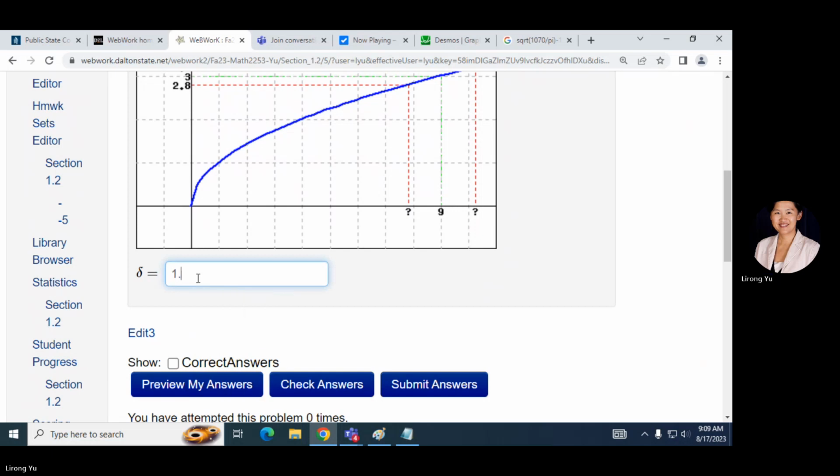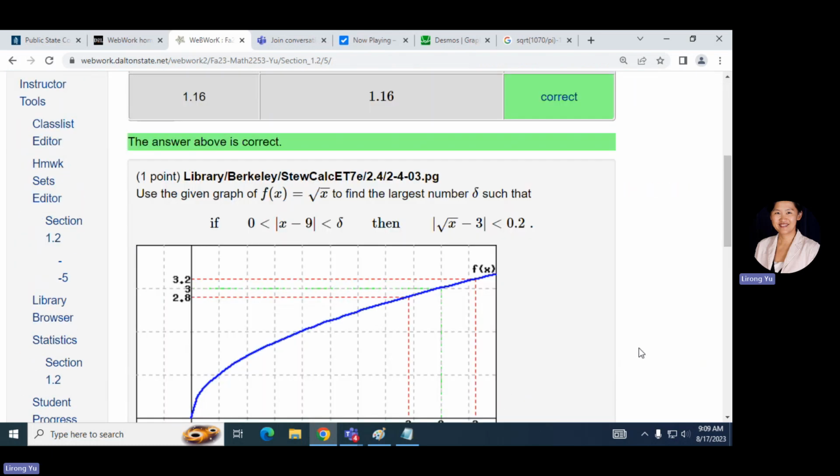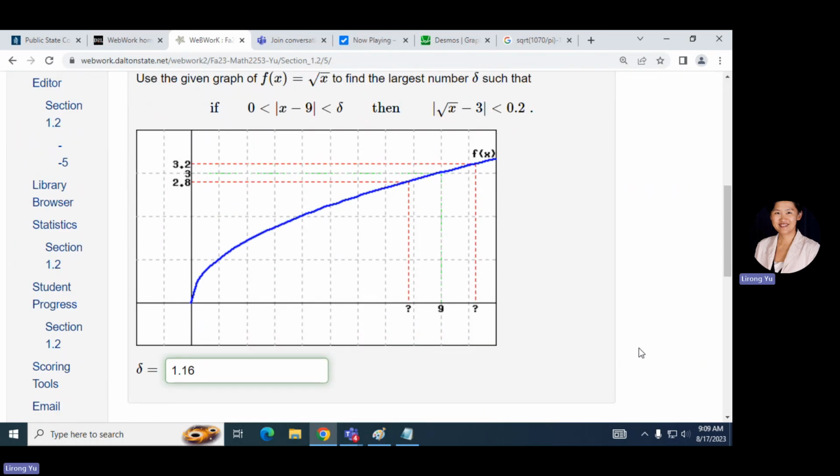What was it? We did the calculation yesterday. I believe it was like 2.8 squared minus 9. I picked the x value, I would say.